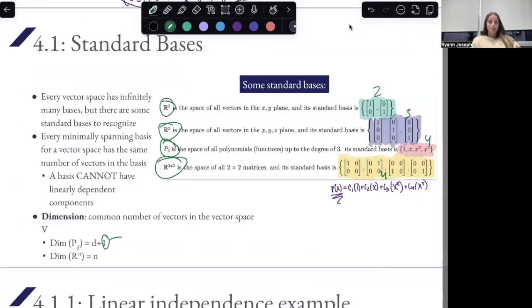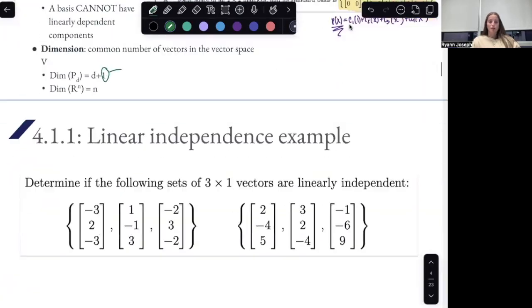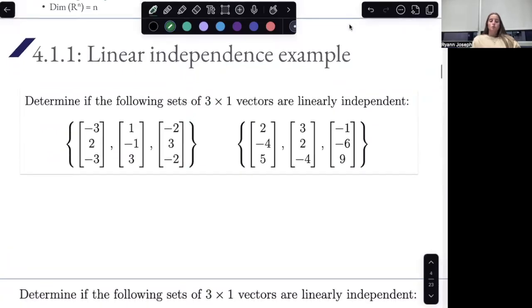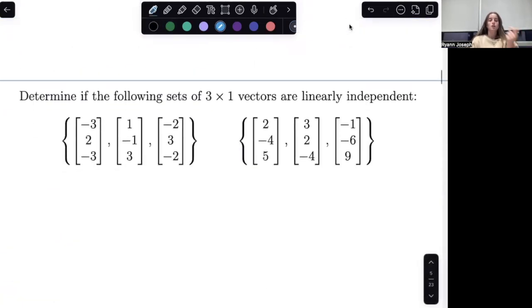So lots of definitions. Let's talk about linear independence. You're going to be asked a lot if some vectors are linearly independent or not. So how can we figure that out? We want to see, is there some way to linearly combine them?